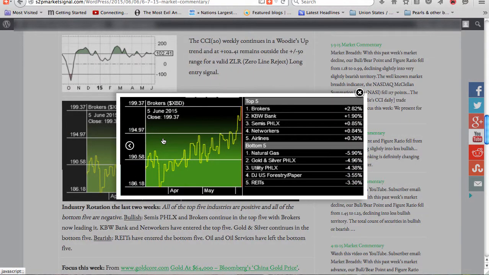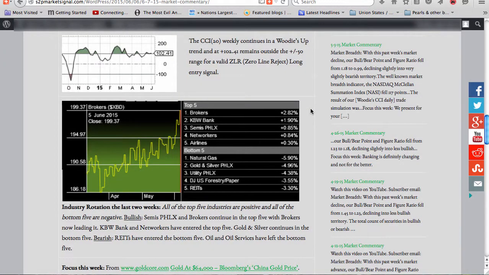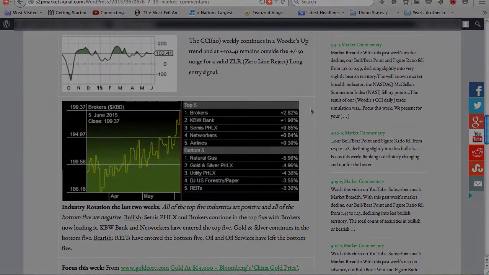Industry rotation, the last 2 weeks. All of the top 5 industries are positive and all of the bottom 5 are negative. Bullish: semis and brokers continue in the top 5, with brokers now leading it. KBW bank and networkers have entered the top 5. Gold and silver continue in the bottom 5. Bearish: REITs have entered the top 5. Oil and oil services have left the bottom 5.